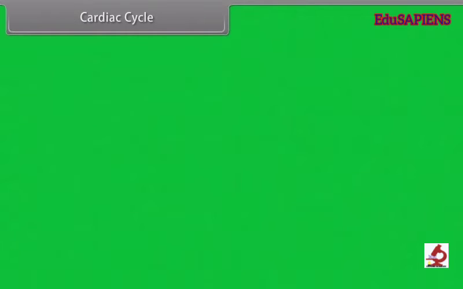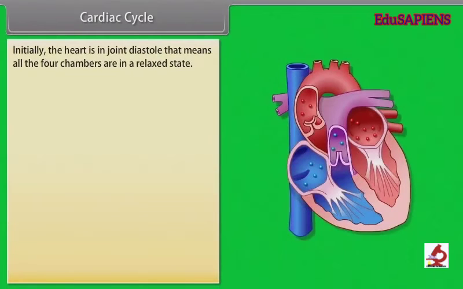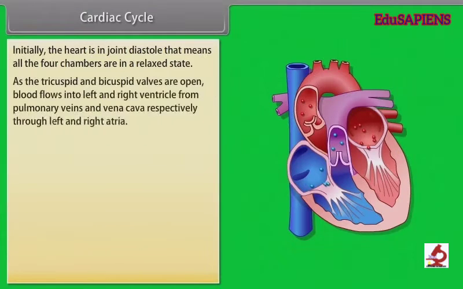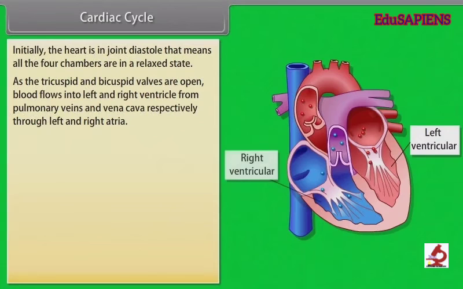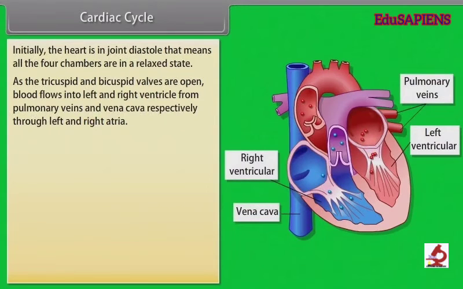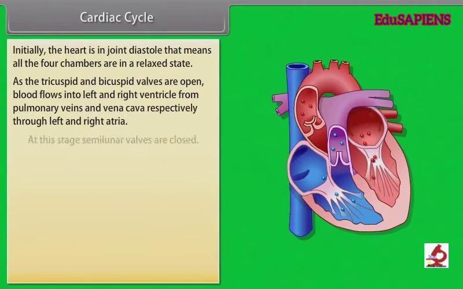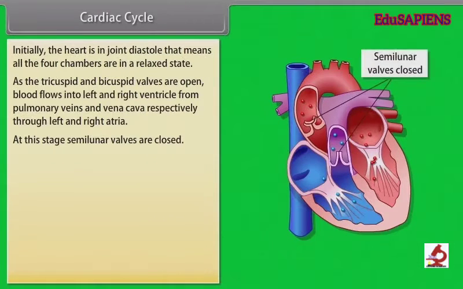Cardiac cycle. Initially, the heart is in joint diastole, that means all the 4 chambers are in a relaxed state. As the tricuspid and bicuspid valves are open, blood flows into the right and left ventricles from the vena cava and pulmonary veins respectively, through the right and left atria. At this stage, semilunar valves are closed.